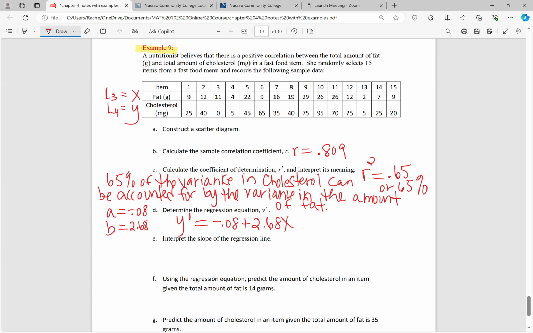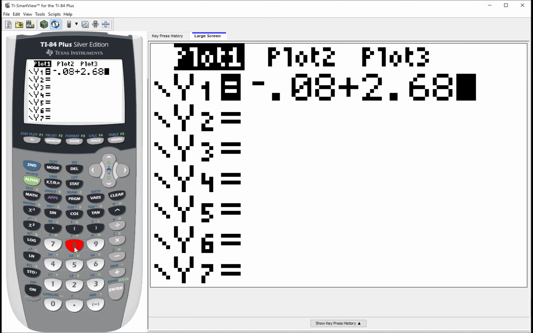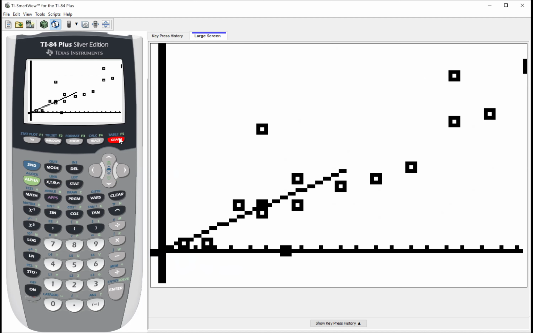And let's plot it on our scatter diagram just so we could see the nice fit. So back to the calculator, press y equals, and let's type in that equation. So we have negative 0.08 plus 2.68x. And we had already pulled the scatter diagram up before, so now we just have to press graph, and this line will fit right over the graph.